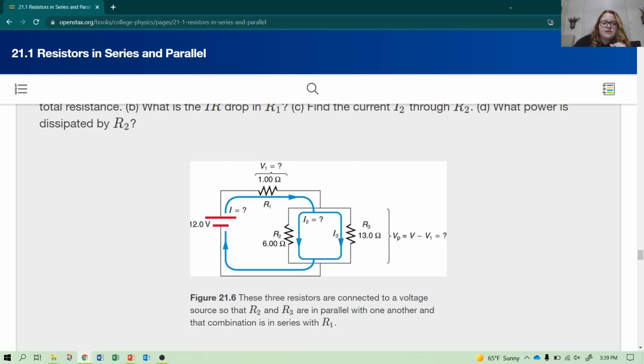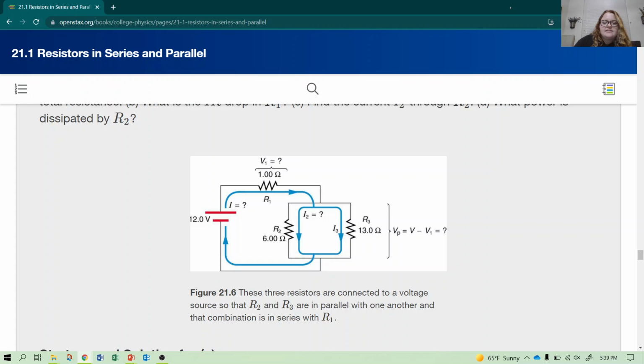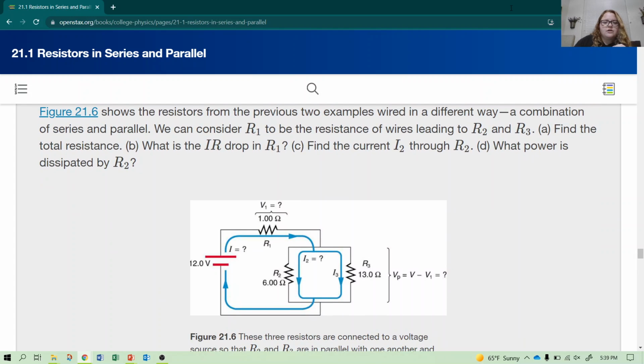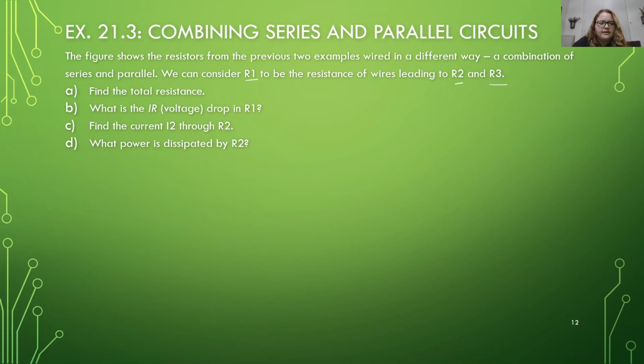So we have this circuit, and we have our voltage being applied. We have R1, R2, and R3. And we're going to answer these questions. So the first one is to find the total resistance, and then find the voltage drop, find the current through R2, and what is the power dissipated. So let me go ahead and redraw this in our PowerPoint. So let's go back there.